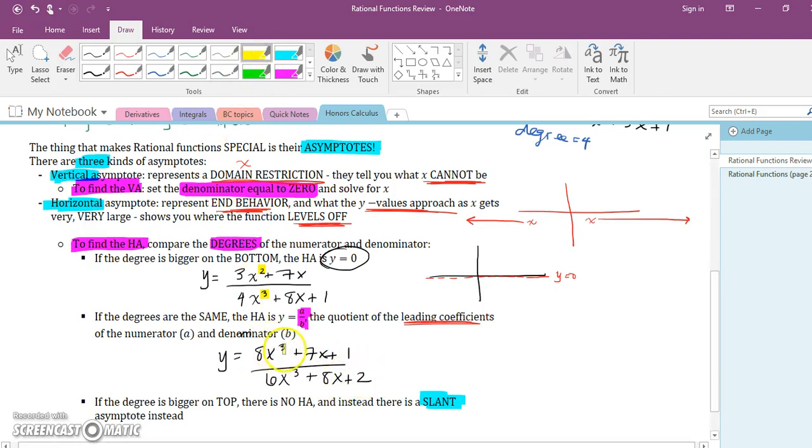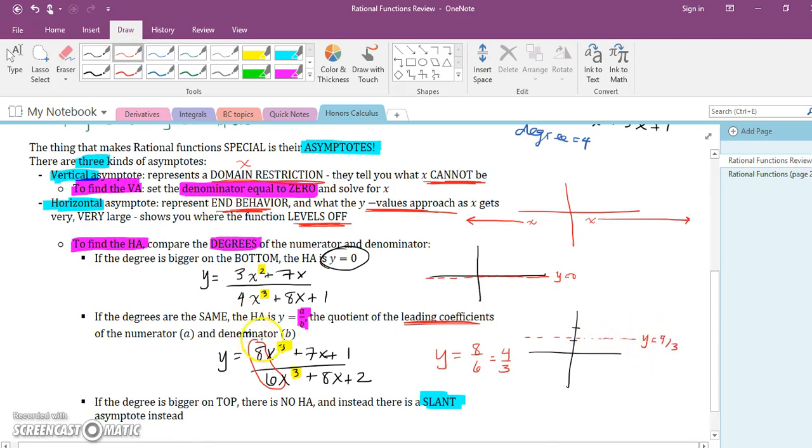The degree on top is 3, the degree on bottom is 3. The degrees are the same, so you take your leading coefficients. Y would be 8/6, which is 4/3. So whenever you plot this thing, if that's 1 and that's 2, 4/3 would just be a little bit above 1. And that's your HA.